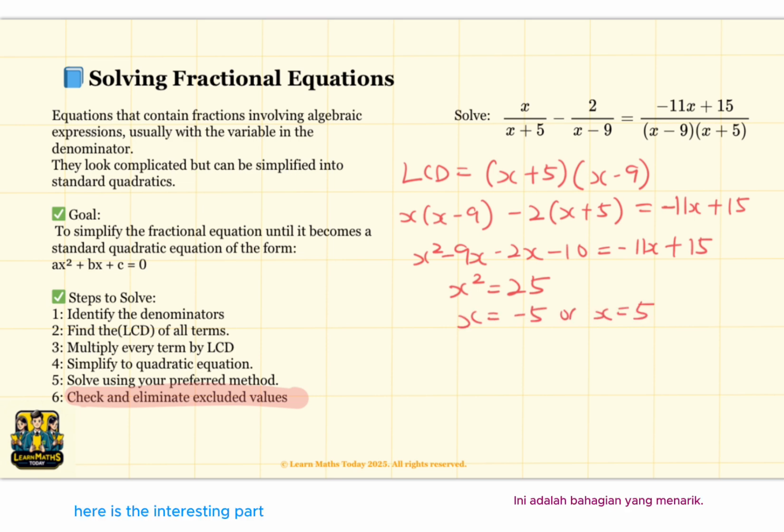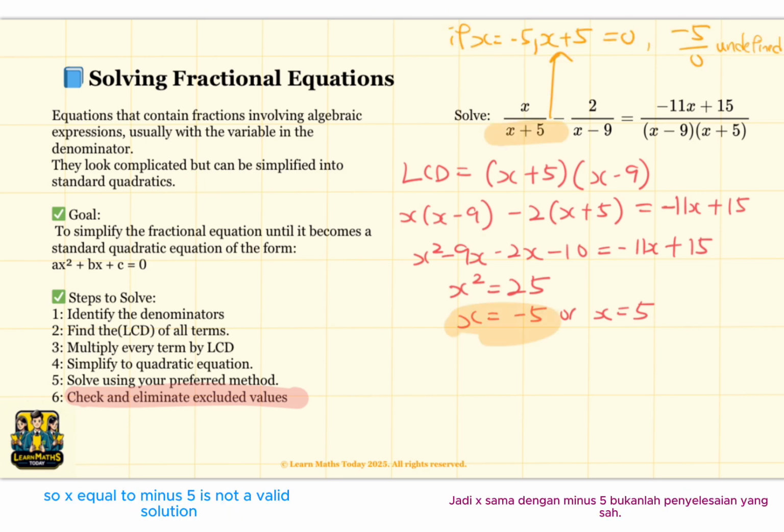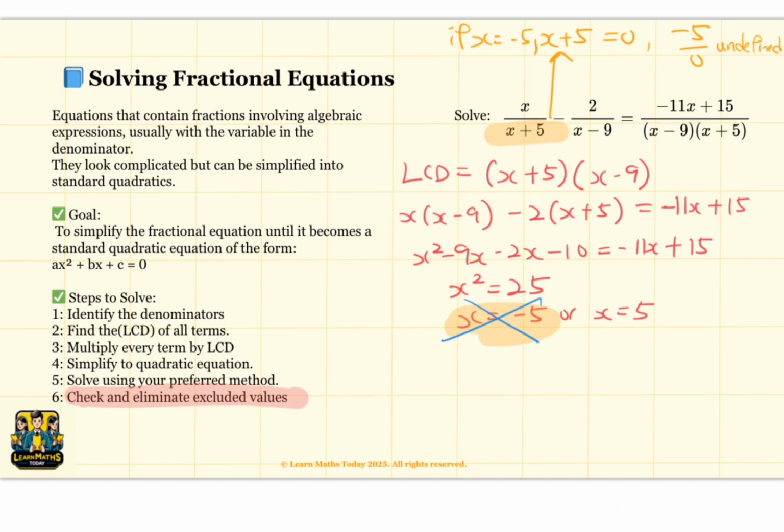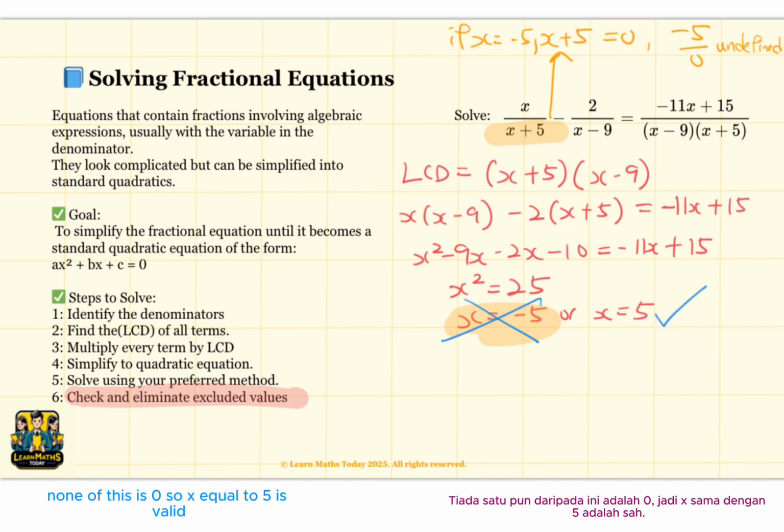Here is the interesting part. We must check if either solution will make the original denominator 0. For x equal to minus 5, the denominator x plus 5 becomes 0. So that's undefined. So x equal to minus 5 is not a valid solution. It is excluded. For x equal to 5, x plus 5 equal to 10, and x minus 9 equal to minus 4, none of these is 0, so x equal to 5 is valid. Therefore, our final answer is x equal to 5 only.